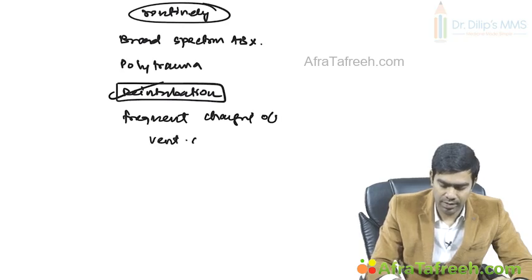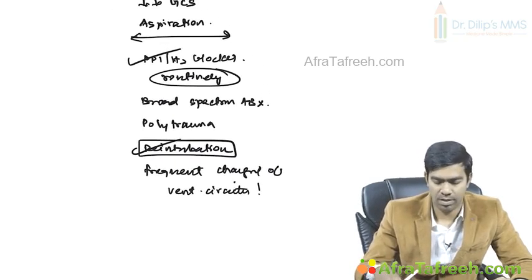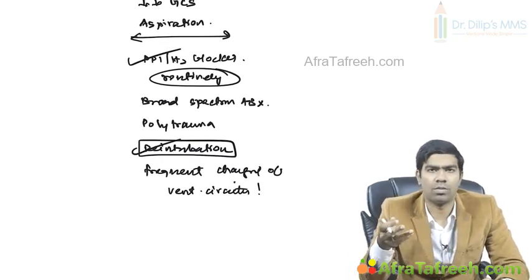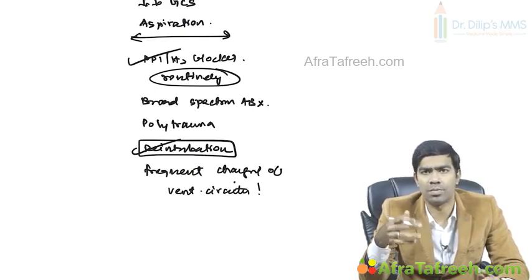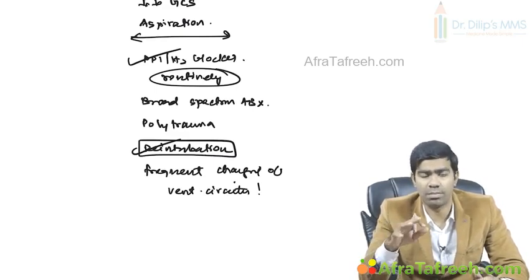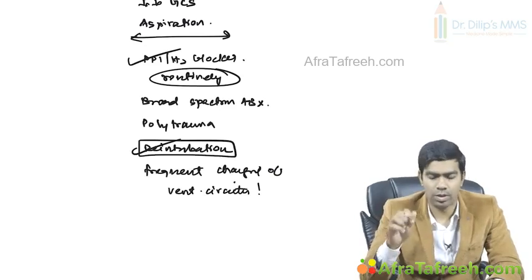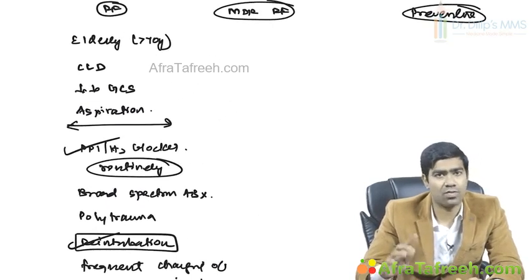Frequently changing ventilator circuits again is going to have a very high incidence of VAP. It's actually paradoxical to what a normal student thinks, that intubating again and again or frequently changing the ventilator tubes may have a good impact. Actually, it's not. It's going to have a pretty bad impact. So don't do that. So now we can see what are the risk factors for getting an MDR organism.